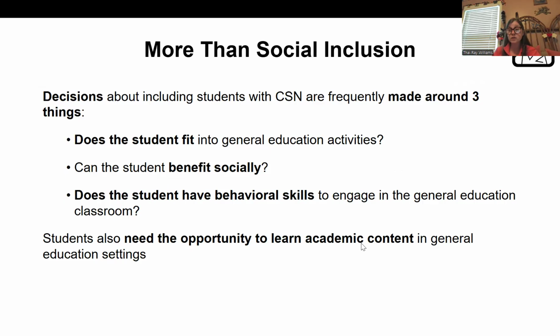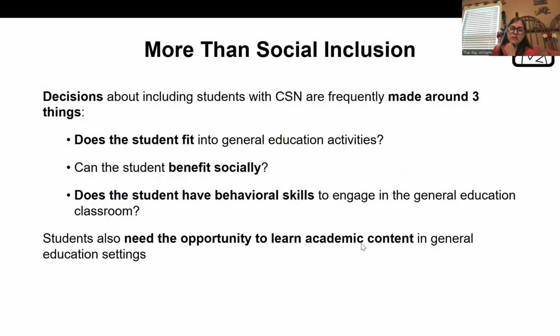Now I'm going to tell you this next one, this third question. This is the one that will keep students out of inclusion faster than anything: does the student have behavioral skills to engage in the general education classroom? And I know that some of you probably immediately went to students with challenging behaviors and were like, nope, they don't have those behavioral skills. And while challenging behaviors will exclude you more than they will include you, I want you to know that those skills can be taught. They can be taught in your classroom. They can be generalized into a general education classroom, or they can even be taught in a general education classroom.